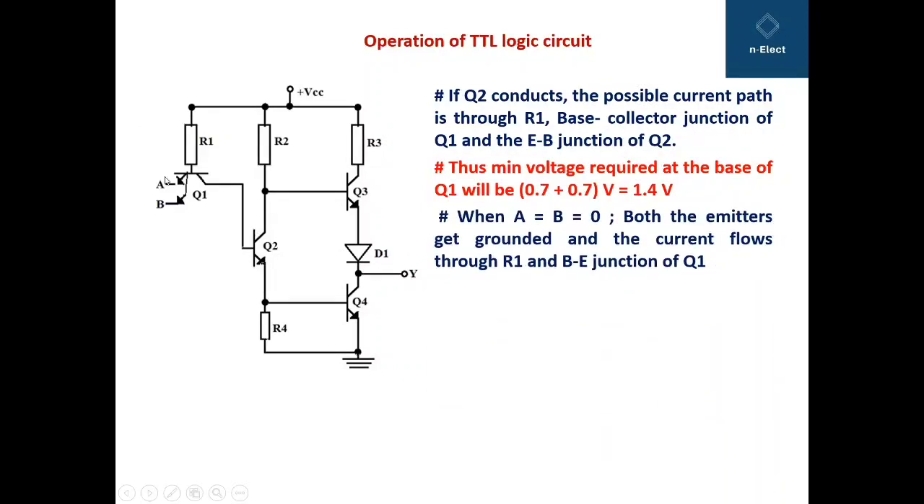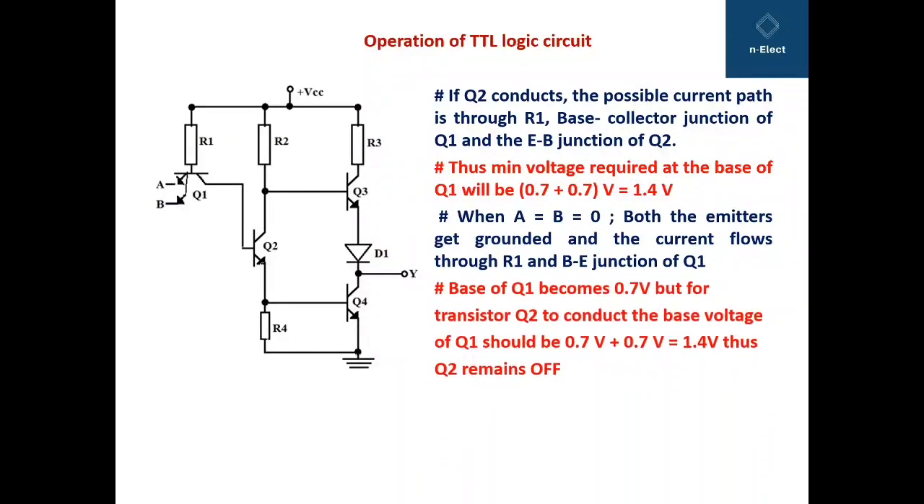Now we will move on to the conditions. When A equals B equals 0, that is when both the inputs are 0, both the emitters get grounded and the current flows through R1 like this and the base emitter junction of Q1. Base of Q1 becomes 0.7 volts, but for transistor Q2 to turn on, the base voltage required at Q1 should be 0.7 plus 0.7, that is 1.4 volts. Thus Q2 remains off. Hence the collector voltage of Q2 will be high because Q2 is off.